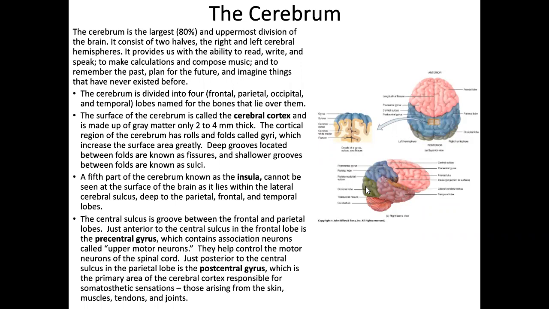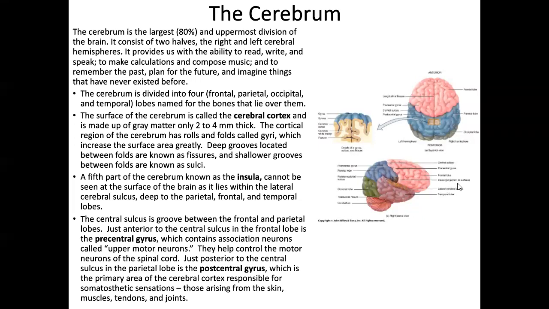In the back of your brain, deep to the occipital bone, are the two occipital lobes. And on the sides, deep to the temporal bones, will be the temporal lobes. Now there is a fifth part to the cerebrum, but you can't see it at the surface. That's why it's not labeled here. They do project it to the surface.